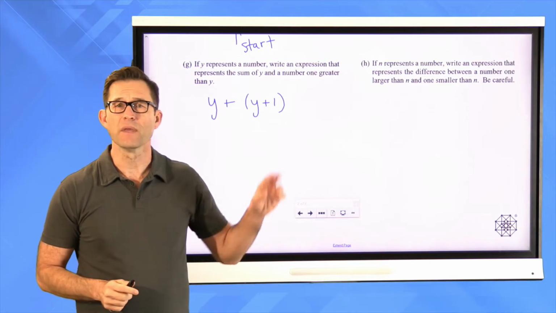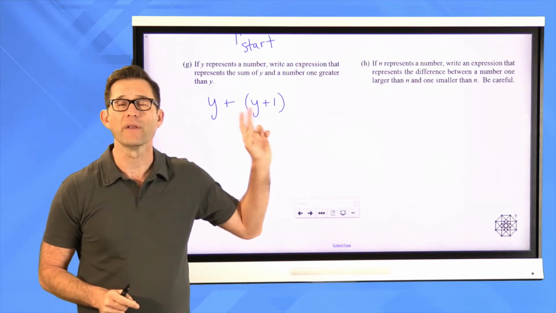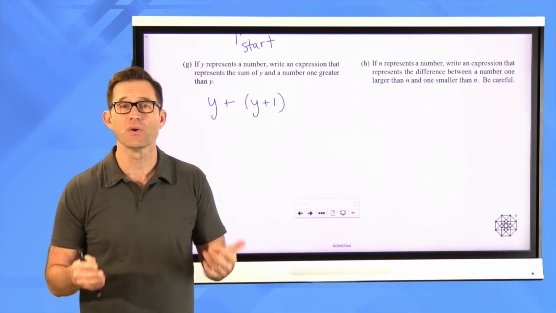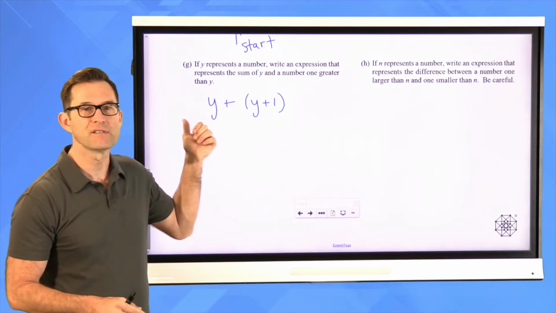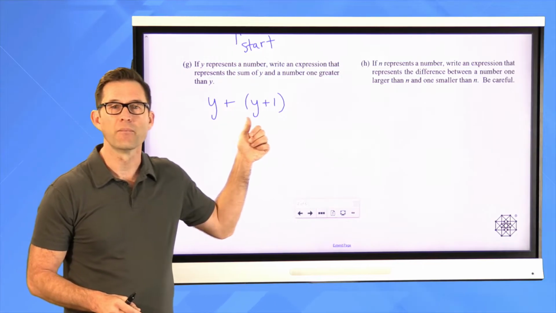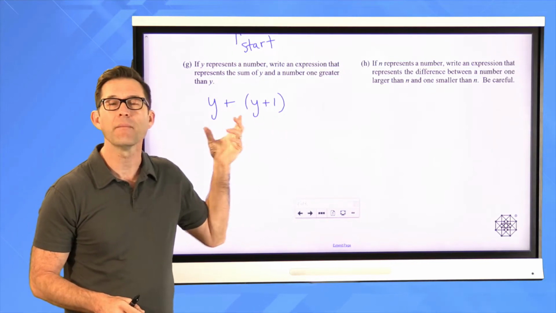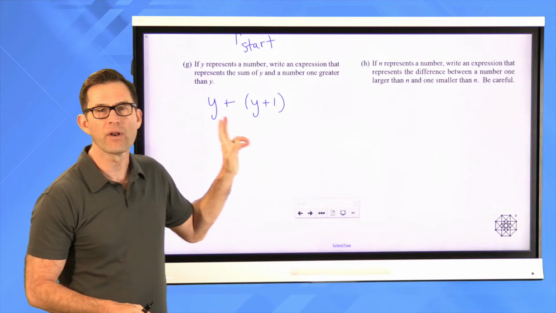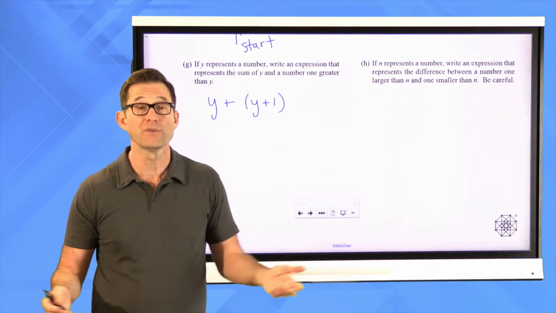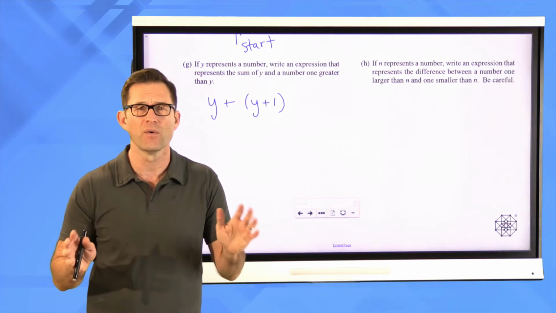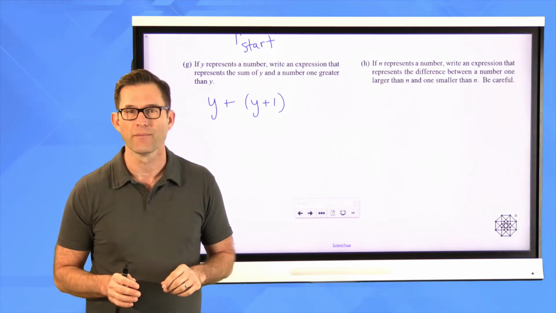Now, technically speaking, again, the parentheses aren't really needed there because addition is associative. But I kind of really want to separate these two things out. This is my number y, this is my number 1 greater than y, and I'm adding the two together. If I get rid of the parentheses, then I've just got y plus y plus 1, which is the same thing, but kind of reads a little differently.